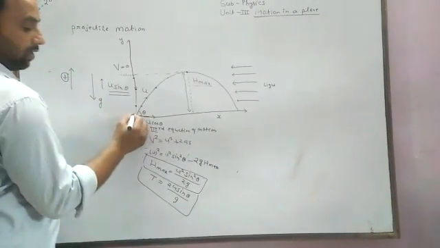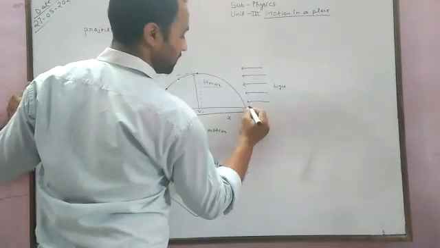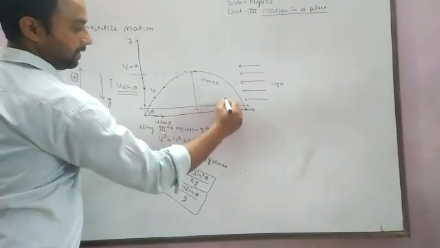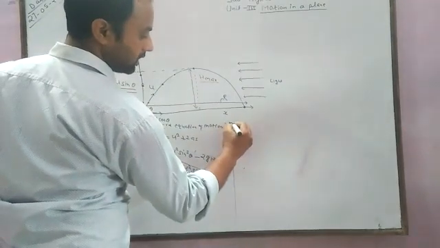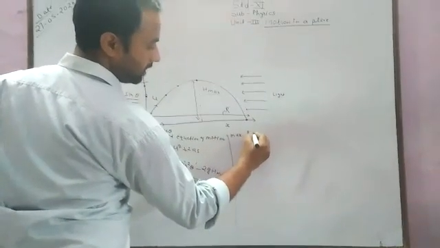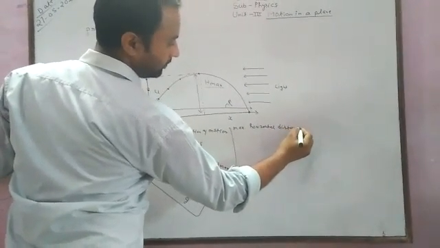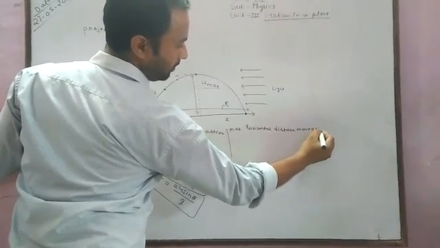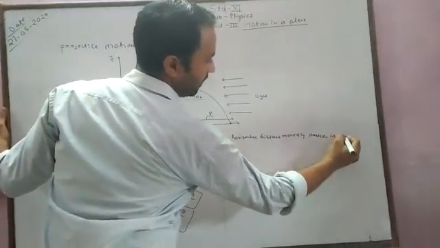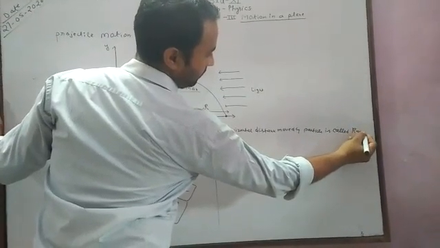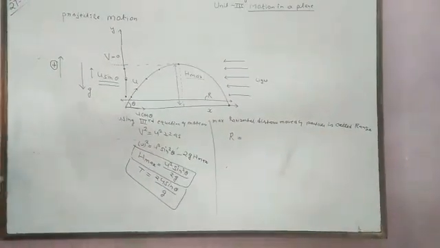Now, what is the maximum horizontal distance covered? This is the maximum horizontal distance covered by the particle, and it is called the range of the projectile. The maximum horizontal distance moved by the particle is called range.